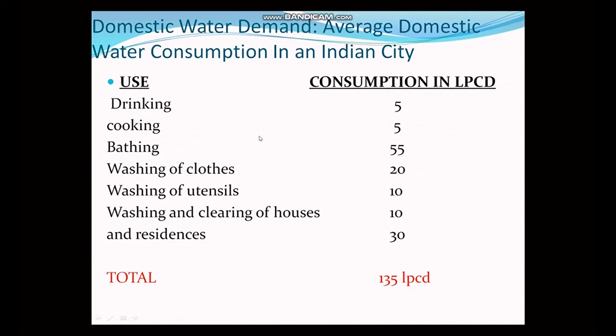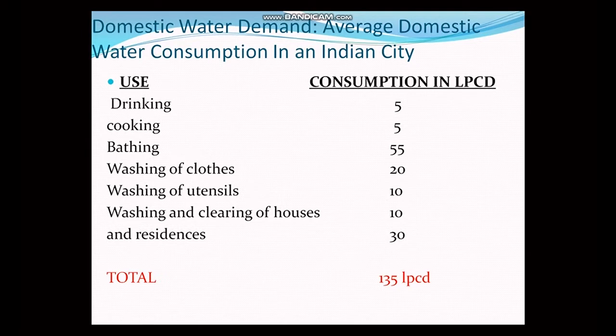For cooking purposes, 5 LPCD is required. For bathing purposes, around 55 LPCD is required. For washing of clothes, 20 LPCD of water is required. Washing of utensils, 10 LPCD of water is required. For washing and cleaning of houses, 10 LPCD of water supply is required. And for the washing and cleaning of residences, 30 LPCD of water supply is required.